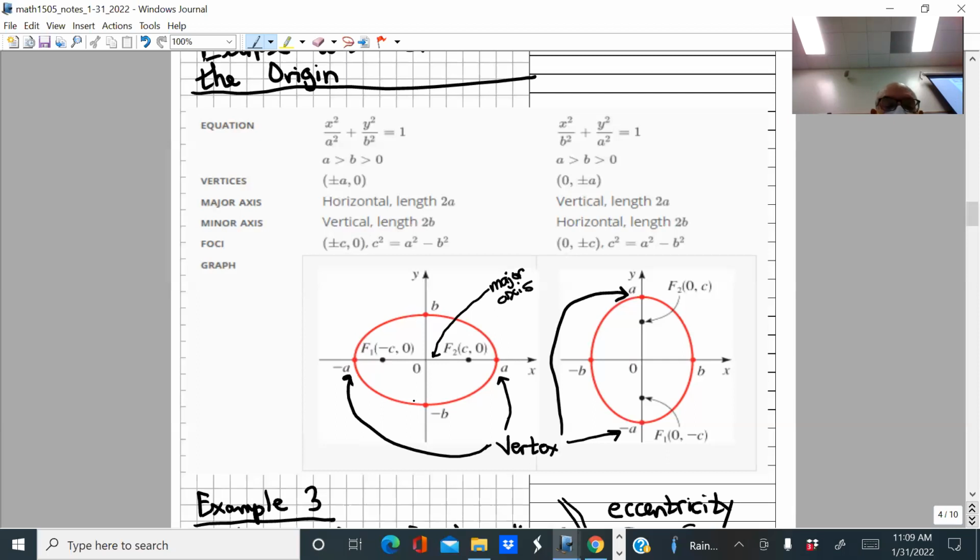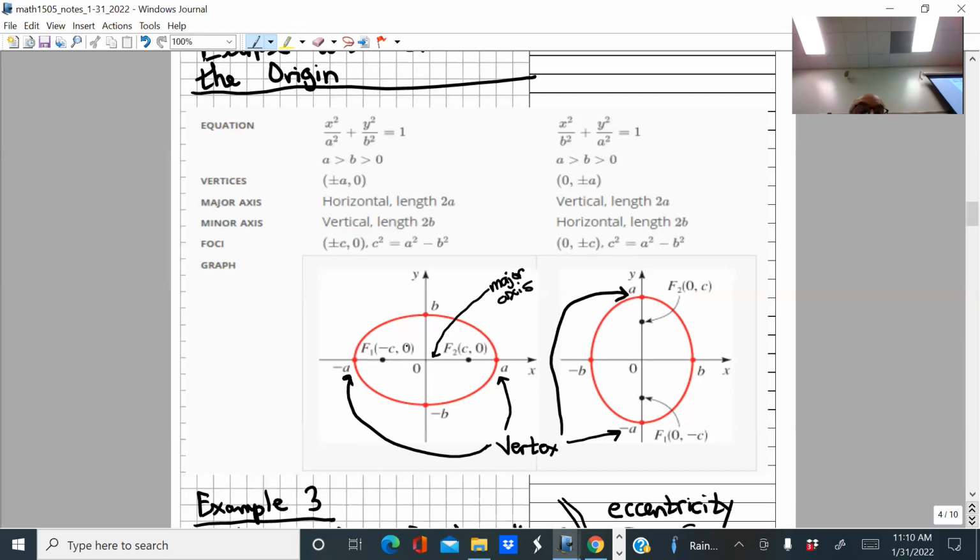Now, one other important thing, okay, is where are the focal points located? Remember, the center is not the same as a focal point, all right? So here's how you find the location of the focal points. The focal points always are along the major axis. So if the major axis is along the x-axis, the focal points are going to be on the x-axis. If the major axis is along the y-axis, the focal points are going to be on the y-axis.